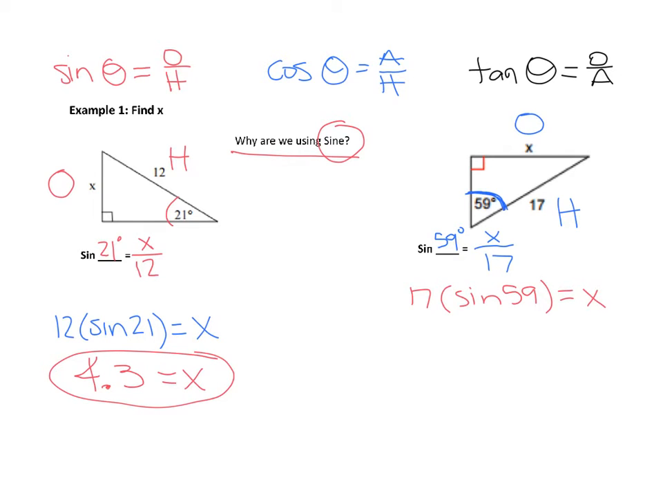When I work this out in my calculator and I do 17 times the sine of 59, we get an answer of 14.571, so 14.6 equals our x value.